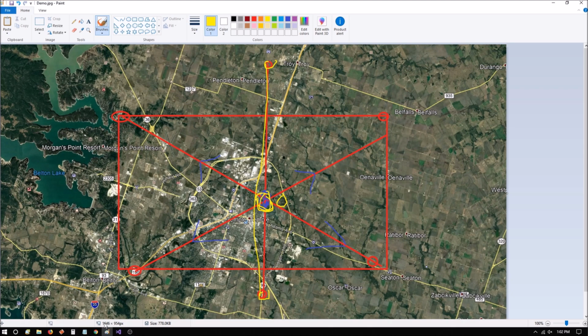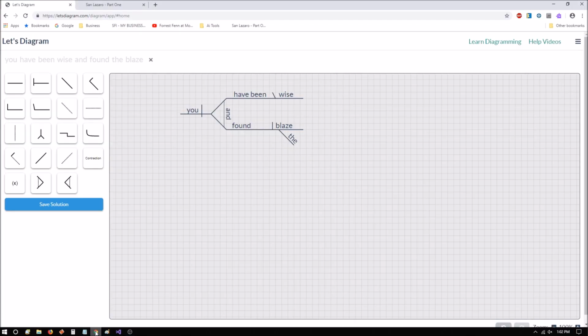So, again, all of that stuff goes back to the importance of really understanding the poem. And it just gets more complicated from there. When you're working on a big problem, you break it down into small things and you resolve the small things first. You look at this sentence here, "if you have been wise and found the blaze," and break it down into its grammatical parts.